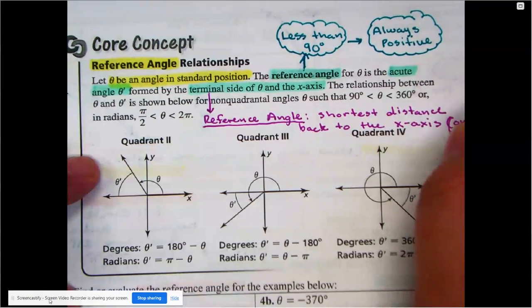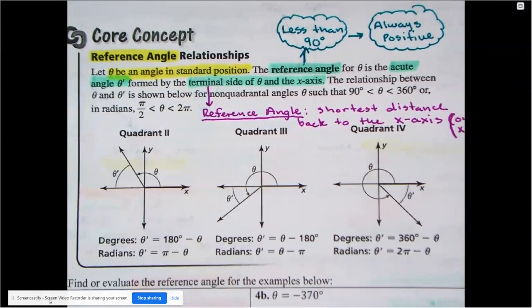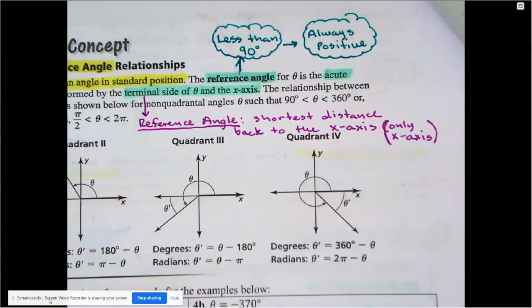And if we're only going to the x-axis, then there's a couple numbers we're going to be working with over and over. So that's why when you look at these pictures, okay? So again, it's the shortest distance back to the x-axis, and we're only going to use the x-axis for this. We don't use anything else. So here they give us three examples, right, of how we find these reference angles. And there's some formulas down there. They gave it to us in radians. They gave it to us in degrees. So it can get a little interesting when it comes to that.